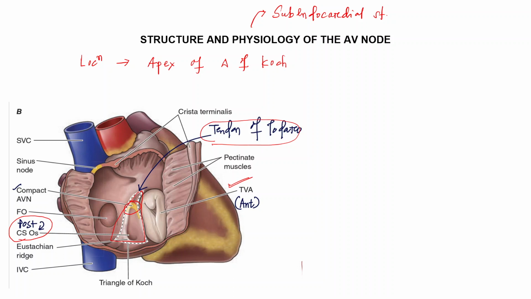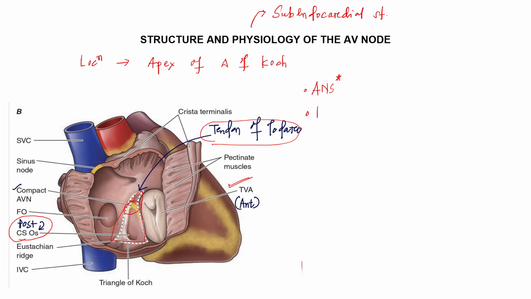Next, this AV node has a very good autonomic nervous system supply. That means it has both sympathetic and parasympathetic supply. So anything that causes a disturbance in the sympathetic or parasympathetic stimulus can actually affect the AV node. We'll be seeing all those things later also.